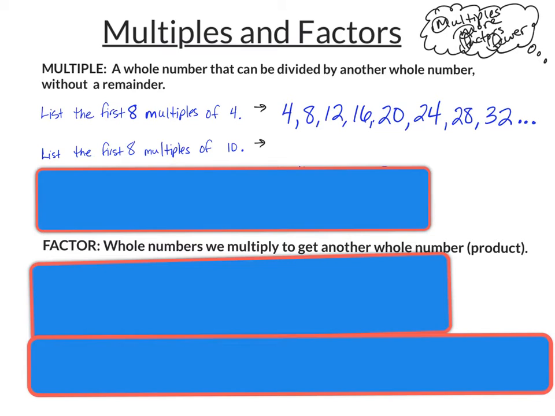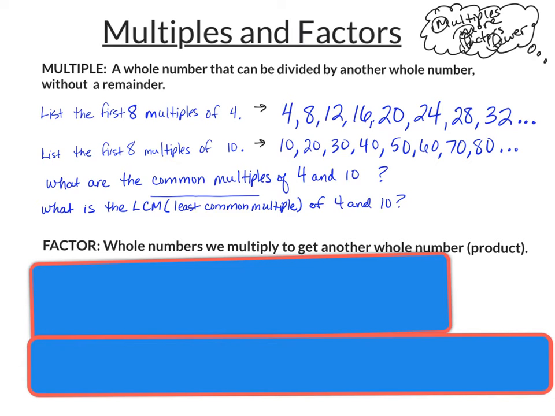Our next task is to list the first 8 multiples of 10. So we're going to repeat the procedure. 10 times 1 is 10, 10 times 2 is 20, and so on, until we get to the first 8 multiples of 10. 10 times 8, which is 80. And the multiples do continue, but we've been asked to only list the first 8.